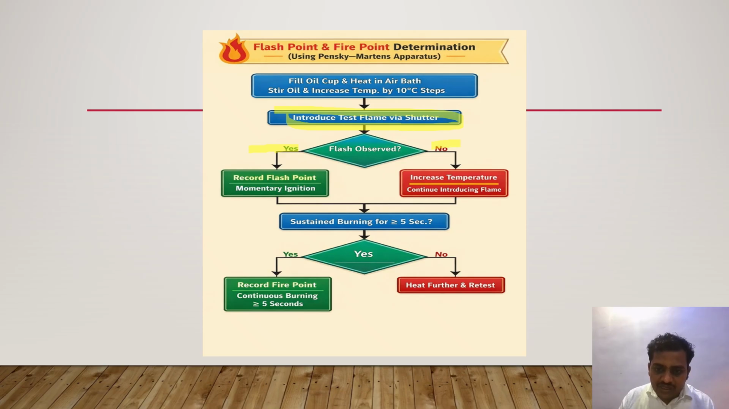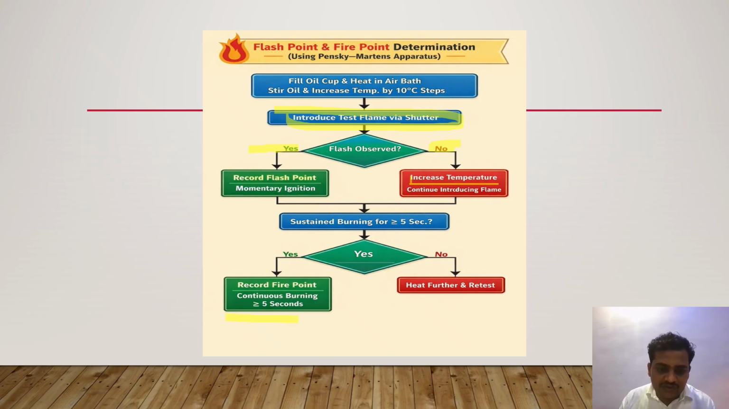If we don't get the flash, we continue the heating and repeat the procedure. After every 10 degrees Celsius, check whether we are getting the flash or not. Once you get it, record that as the flash point. Then continue again. If the flame burns continuously for at least 5 seconds, that will be recorded as the fire point.